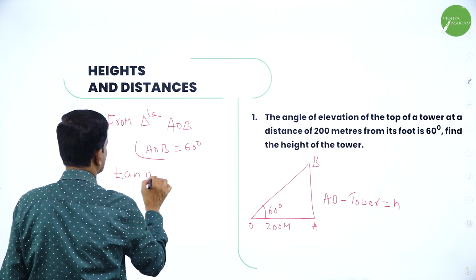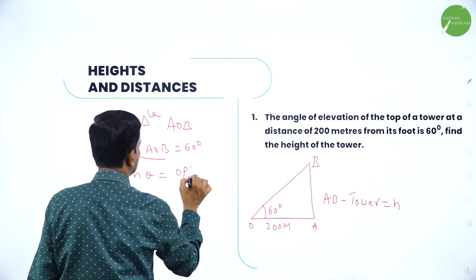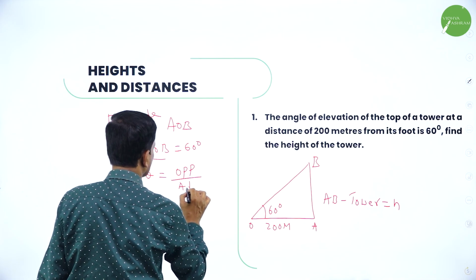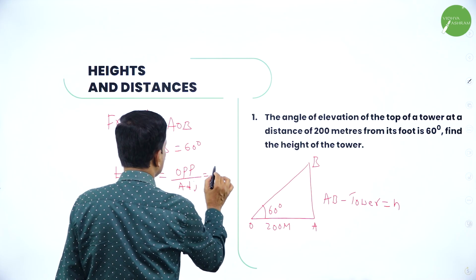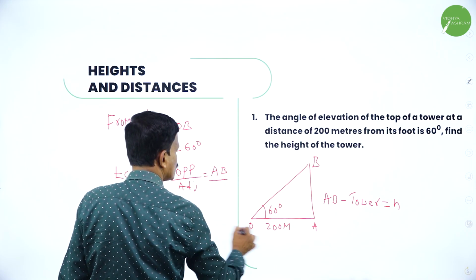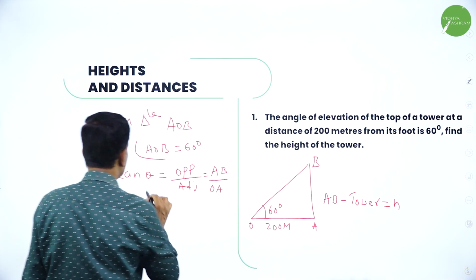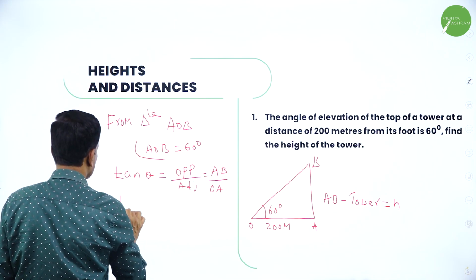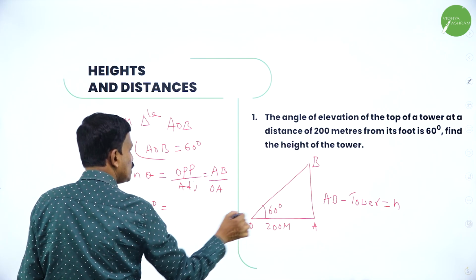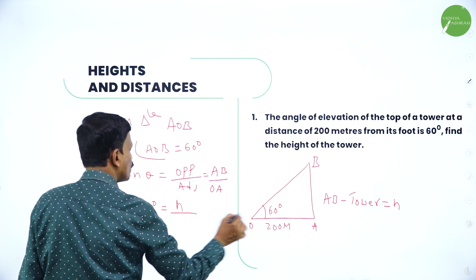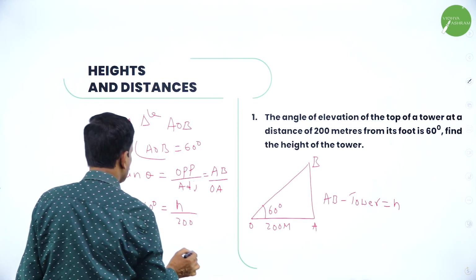Find out tan theta. Tan theta is equal to, what is the formula? Opposite divided by adjacent side. So what is opposite? Opposite here is AB, divided by adjacent, which is OA. Theta is equal to 60 degrees. So therefore tan 60 is equal to AB, which is nothing but H, divided by OA, which is 200 meters.